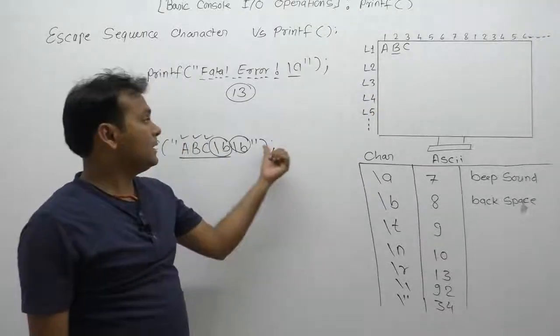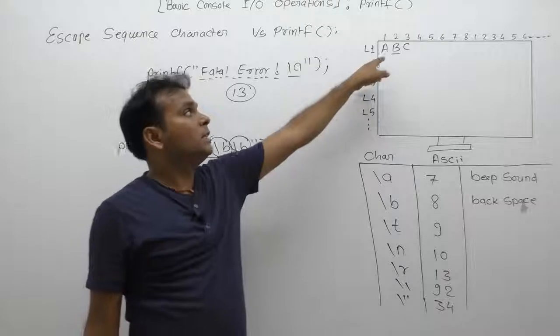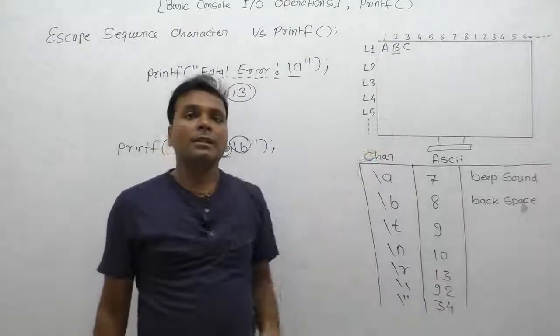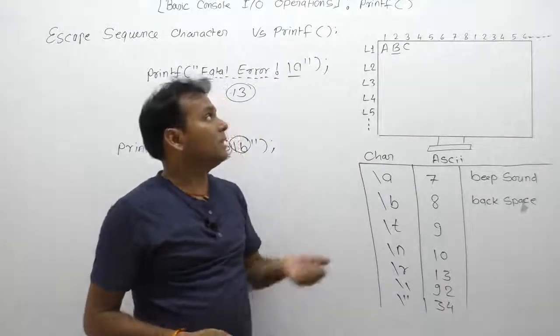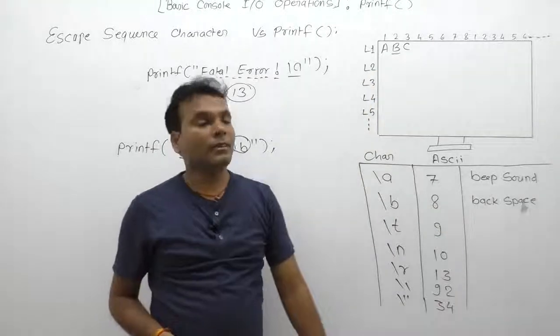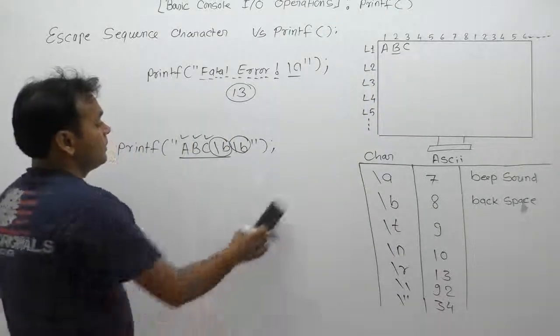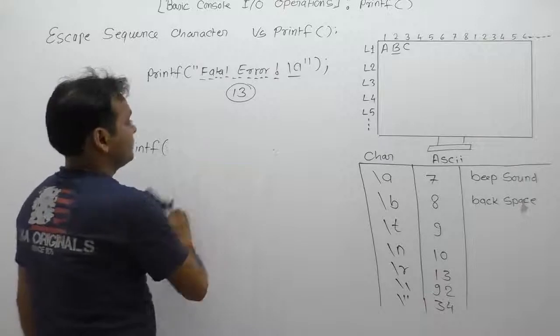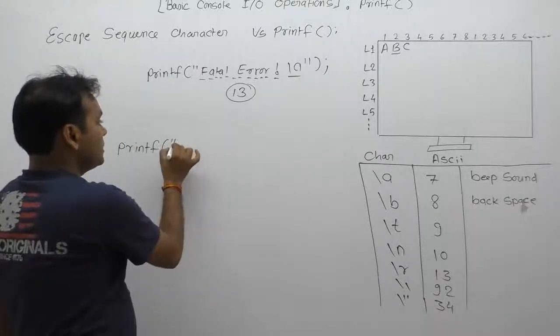Here, after executing this printf function, you are watching a. Inside b, the cursor is simply blinking. Then c. Next one. Again, what is the result of this printf?